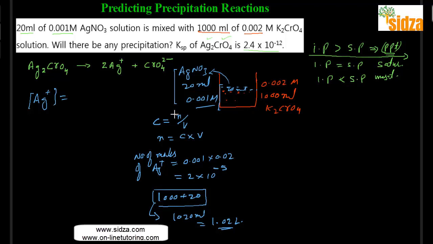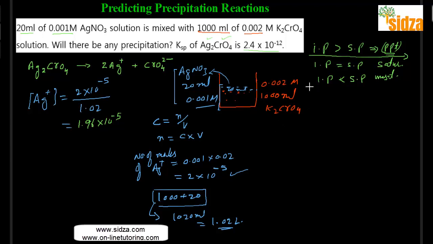Now, finding the final concentration of the silver ions: what is the concentration of the silver ions in this 1.02 liters? We know the number of moles, which we calculated, 2 into 10 to the power -5, and the volume of the solution is 1.02 liters. Now you simplify it, and it will come out to be 1.96 times 10 to the power -5, right? This will be the concentration of the silver ions.